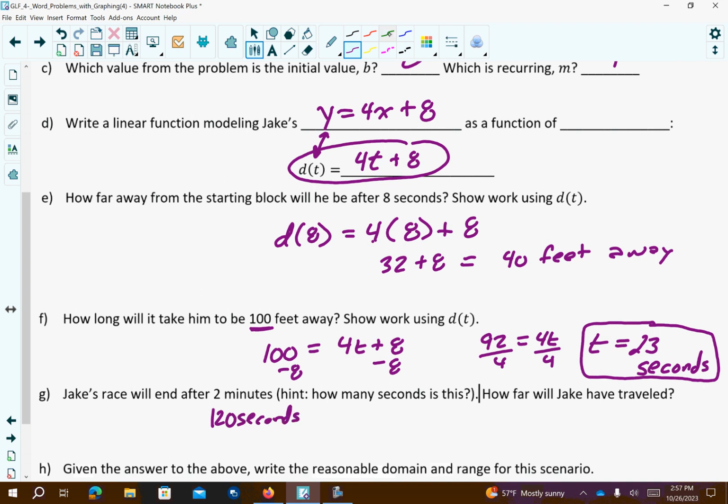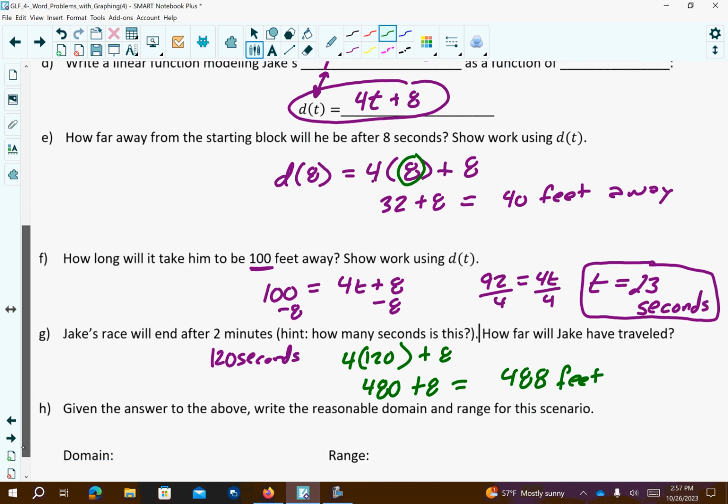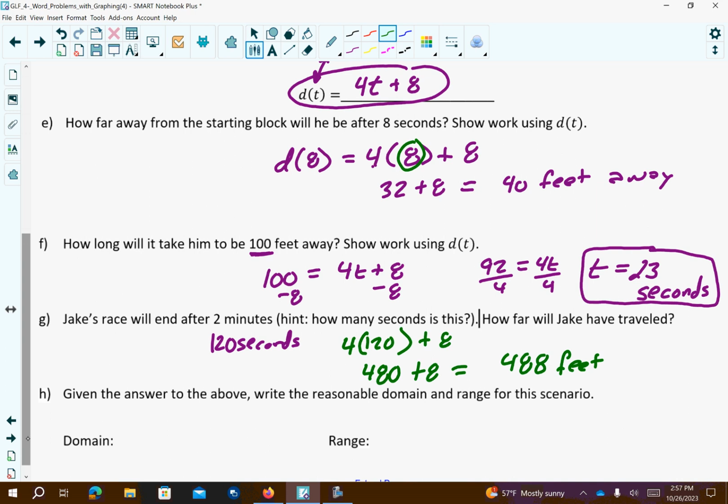So we want to know how far Jake would have went. What I'm going to do is take the 120 and plug it in here. So I'm going to get 4, there was a t there, plus 8. And I'm going to plug 120 in there. So that's going to be 4 times 120, which is 480, plus 8. So if I add those together, he is 488 feet away. So it must be a big lake he's swimming across. That's truly farther than a swimming pool.